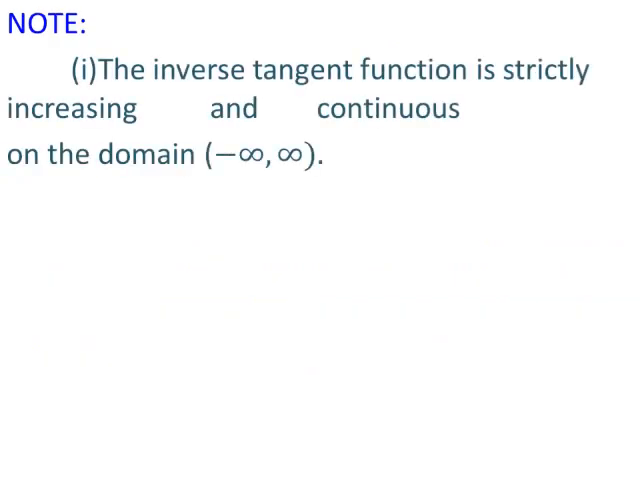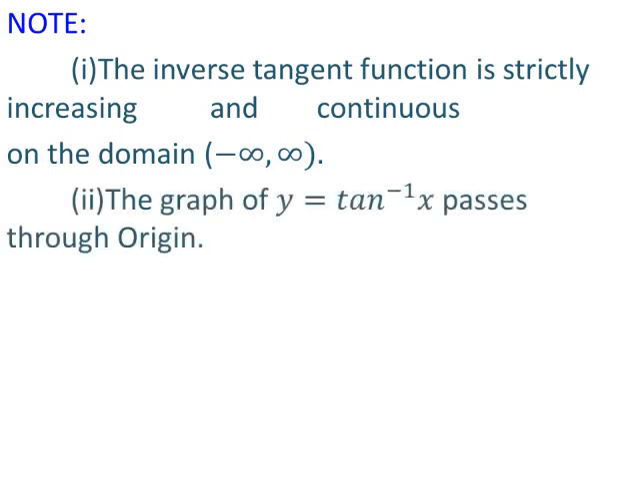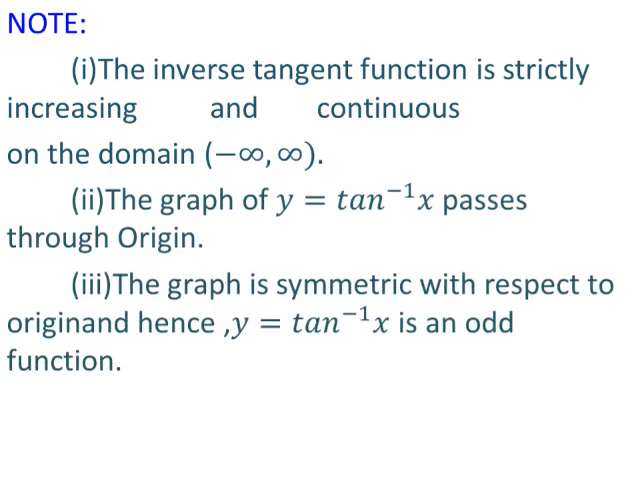Note, first point, the inverse tangent function is strictly increasing and it is continuous on the domain minus infinity comma infinity. The graph of y equal to tan inverse x passes through the origin. Third point, the graph is symmetric with respect to the origin, and hence y equal to tan inverse x is an odd function. So if a graph is symmetric about the origin, then the given function will be an odd function. And symmetric about the origin means what? If we take a point x comma y on the given curve, minus x comma minus y also lies on the curve.